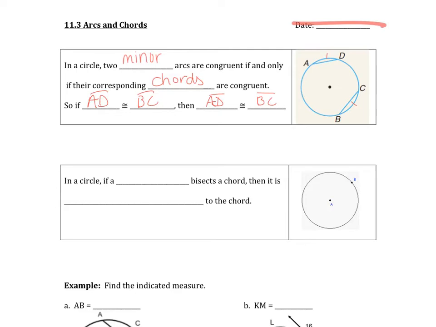Second box here. In a circle, if a diameter bisects a chord, then it is perpendicular to the chord. Perpendicular to the chord. So let me draw this in here. I'm going to draw chord CD, and I will draw my diameter through.